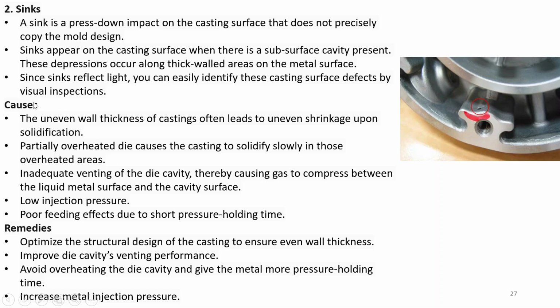Now, the causes of sinks. So, the uneven wall thickness of castings often leads to uneven shrinkage upon solidification. Partially overheated die can cause the casting to solidify slowly in those overheated areas. The inadequate venting of the die cavity, thereby causing gas to compress between the liquid metal surface and the cavity surface. Low injection pressure and poor feeding effects due to the short pressure holding time.